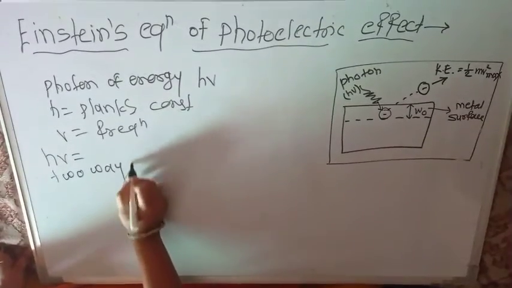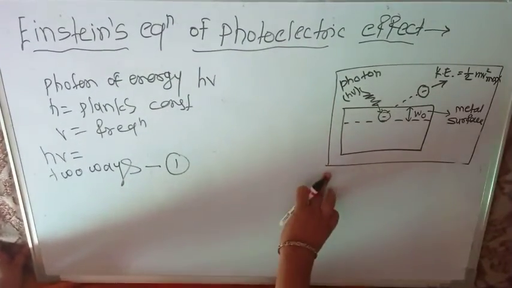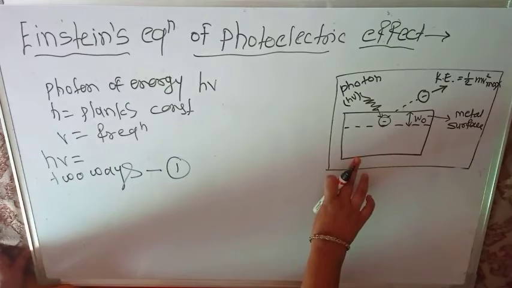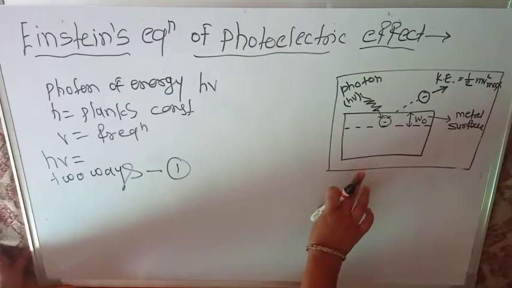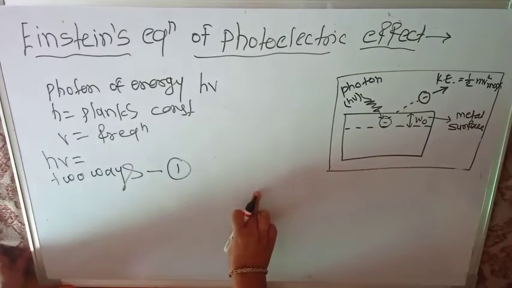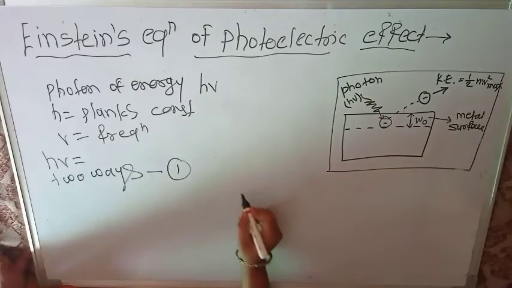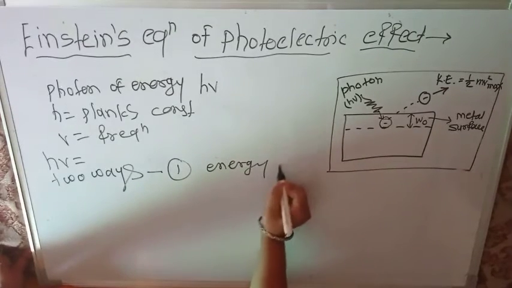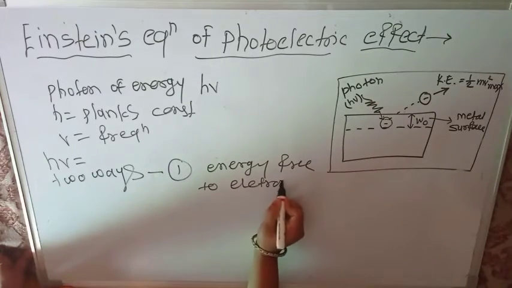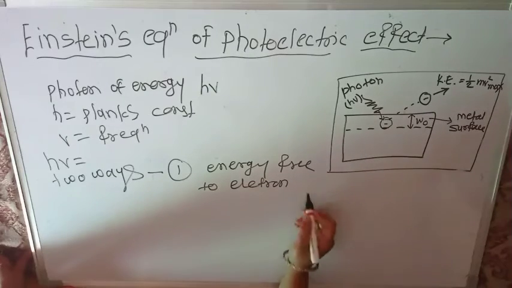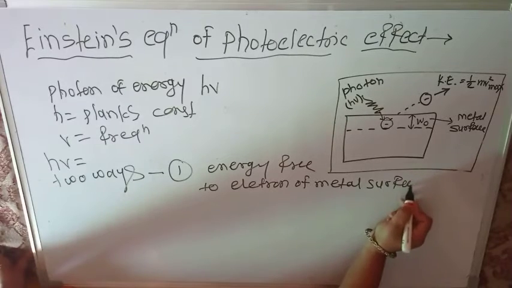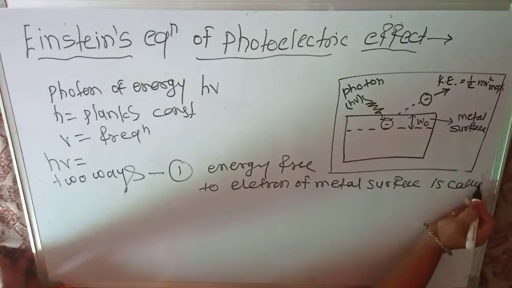What? First is what? Part of the energy is used to free the electron from the metal surface. The energy needed to free the electrons of the metal surface is called the work function.